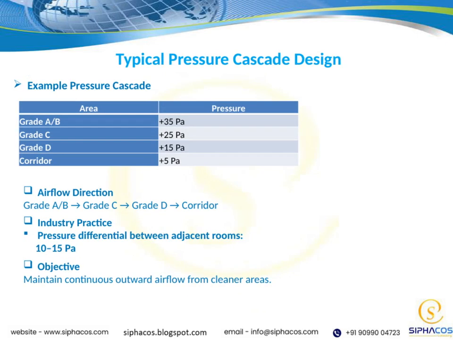Let's talk about airflow direction and how pressure differences help us keep things clean. The goal here is simple: air should always flow outward from the cleanest areas toward less clean spaces. We do this by creating a pressure cascade, where Grade A and B areas have the highest pressure, around 35 pascals, then Grade C drops to 25, Grade D to 15, and the corridor sits at about 5 pascals. This steady pressure difference, usually between 10 and 15 pascals between rooms, ensures contaminants don't drift back into cleaner zones. It's a subtle but crucial part of good industry practice.